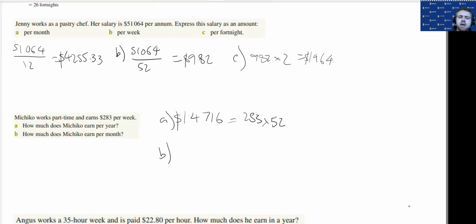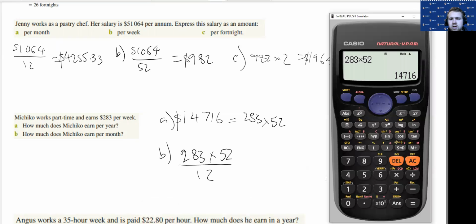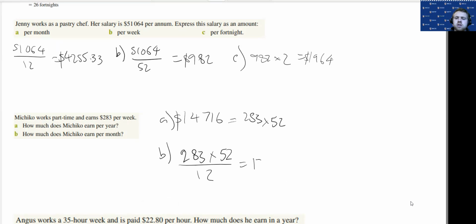When we're going per month, we actually have to times by 52 and then divide by 12. This seems a bit awkward, but the reason is there isn't a fixed amount of weeks per month, so we can't just times by 4. We have to times by 52 and divide by 12 to get it per month. Once we do that, we get 1226 dollars and 33 cents. Whenever you're going from week to month, convert to years first and then convert to months from that.